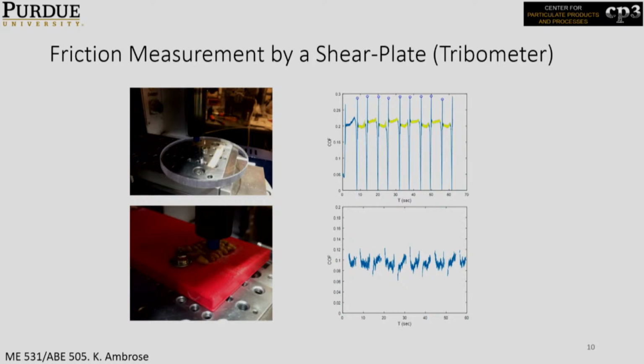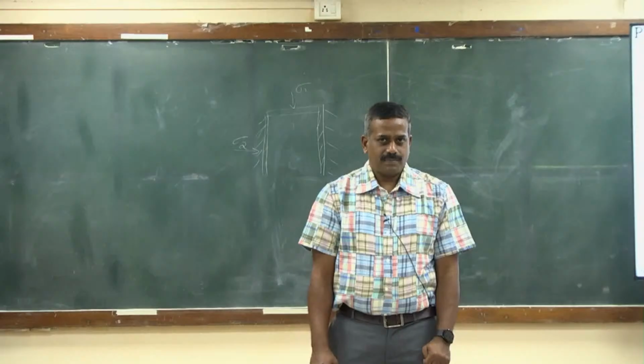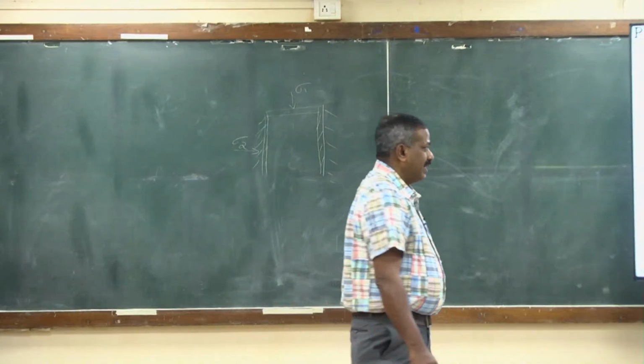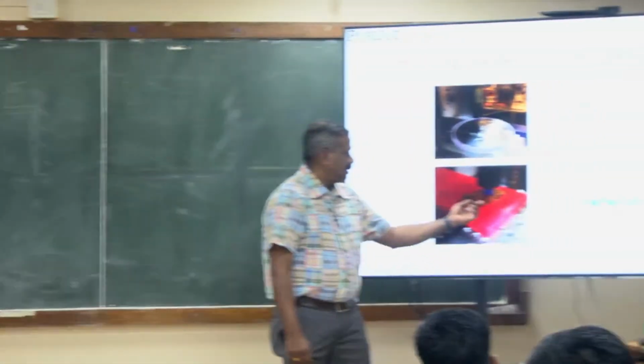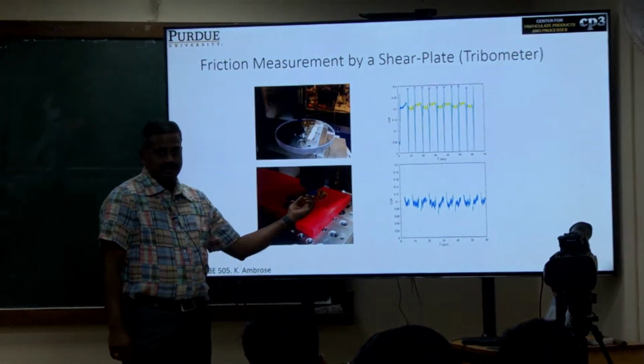So what my student did was attach some kernels on the bottom of that, and this is a tribometer that measures the force acting on that surface. It moves on the surface and gets the forces. So for grain to grain, he attached some grains on the bottom of this.